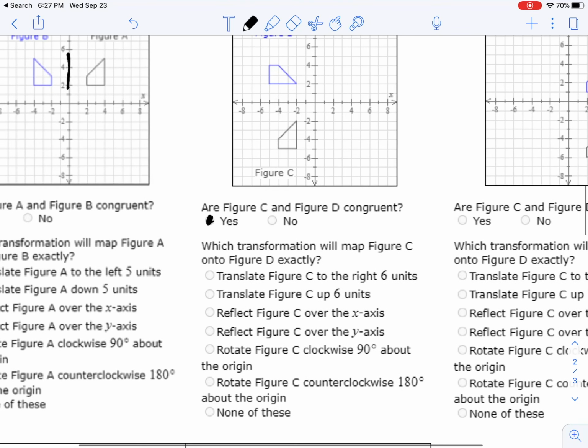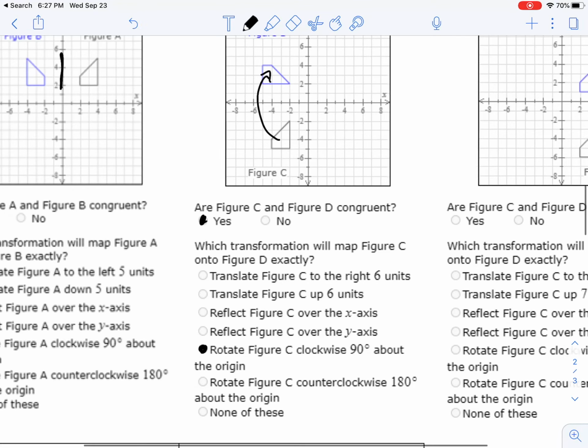So if it has 270 as an answer, we could circle that, but I don't see it. So that means we got to go this way, which is the way the clock goes. And that looks like it's only a 90 degree rotation. So it's got to be that one.